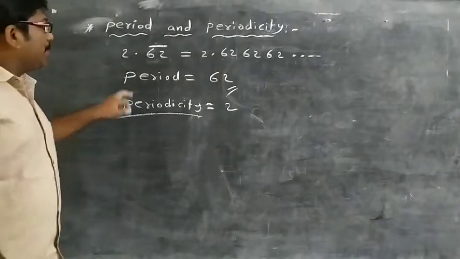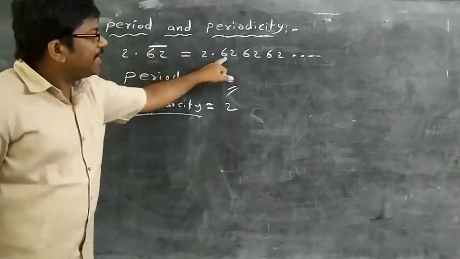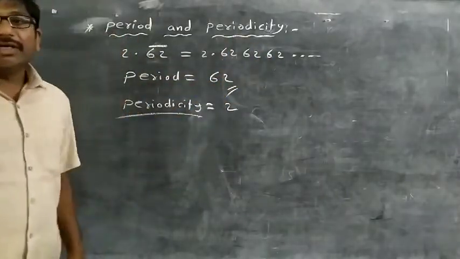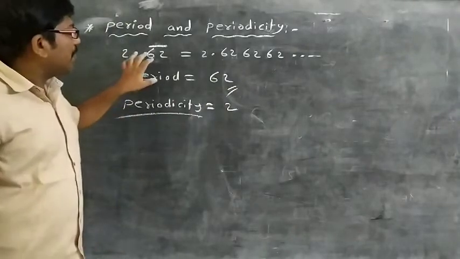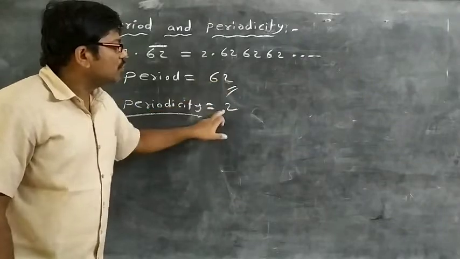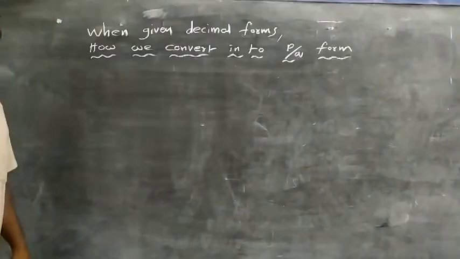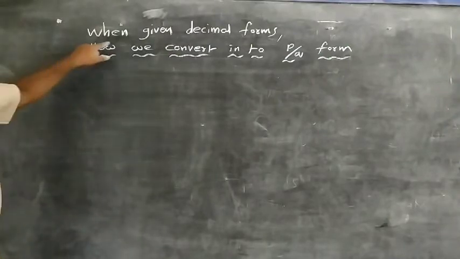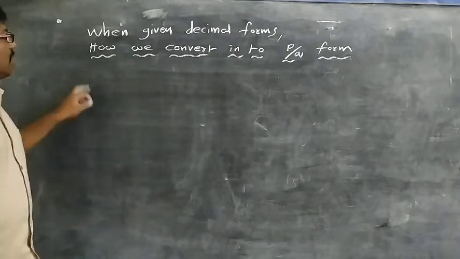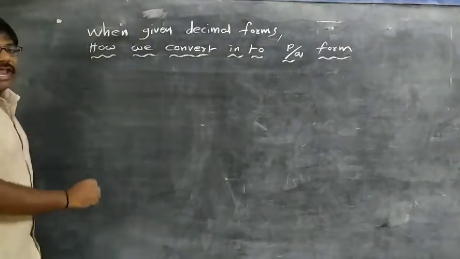Once again, listen. Period means the number under the bar, the repeated number 62. And periodicity means the number of digits in the repeated number. How many digits are there? 1, 2. So 2 is the periodicity. When a decimal form is given, how do we convert it into P by Q form? Let me do an example.